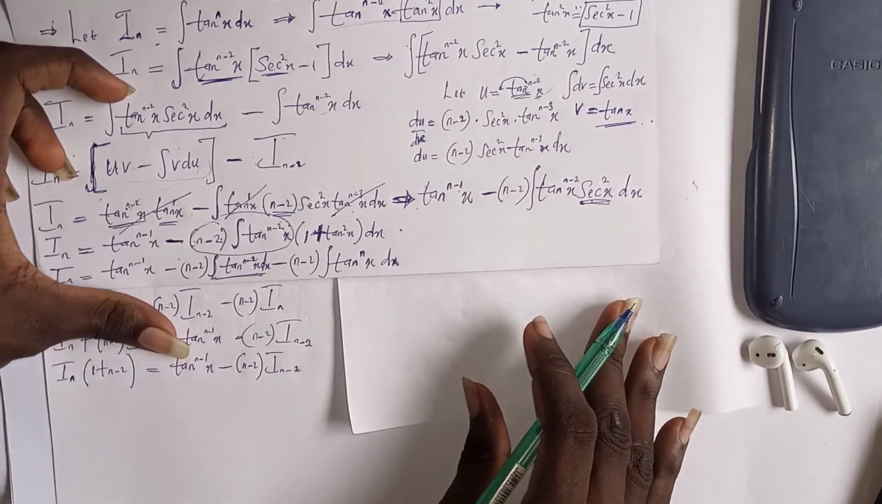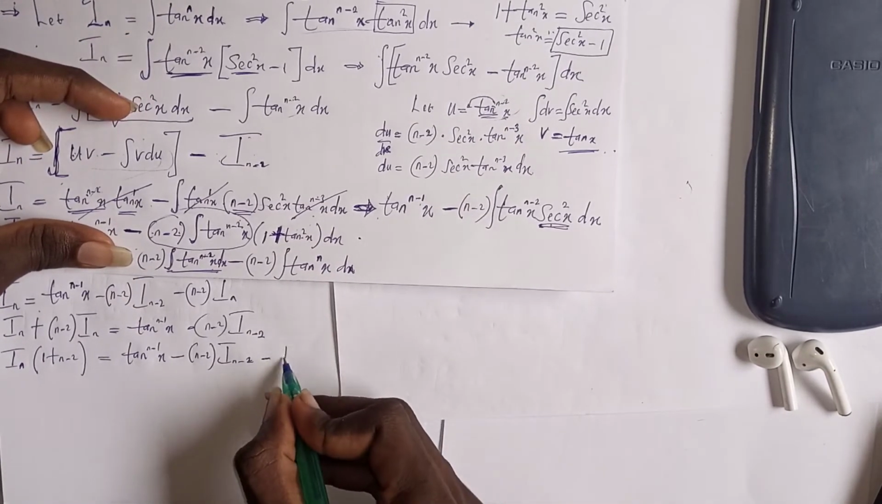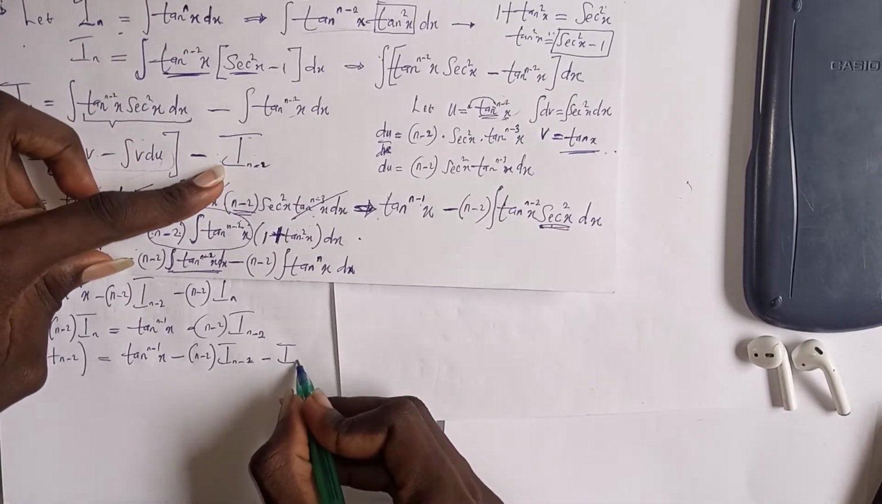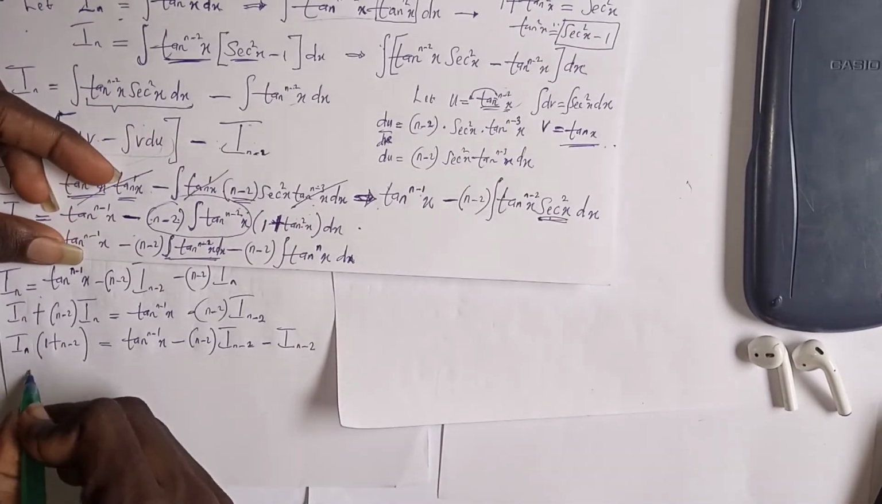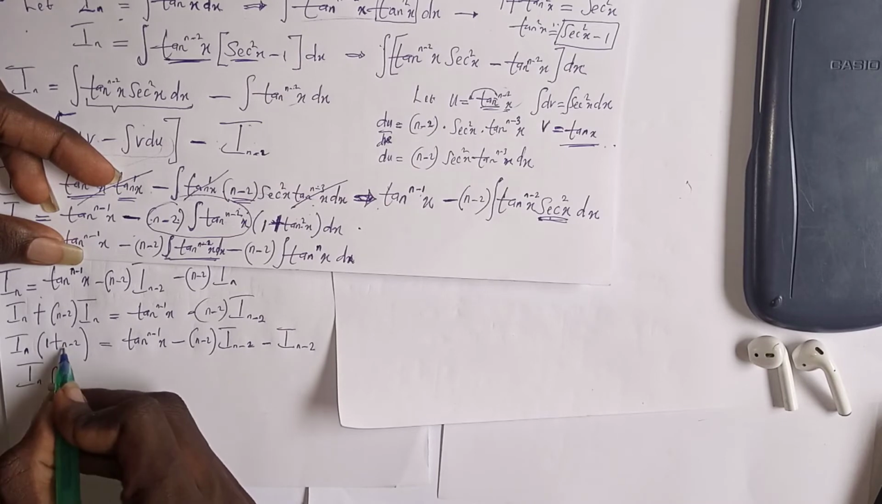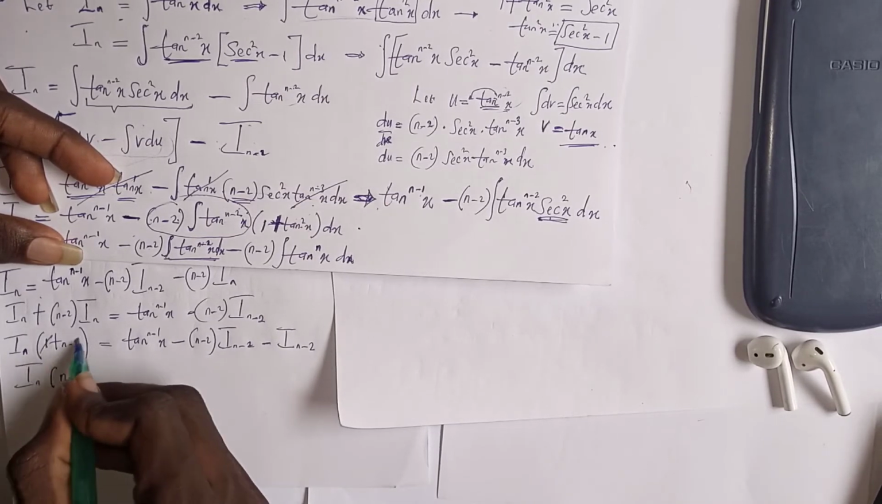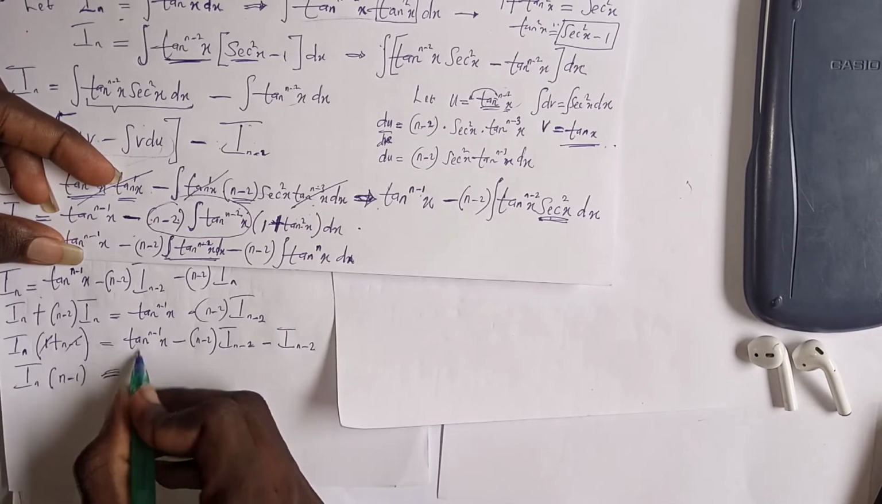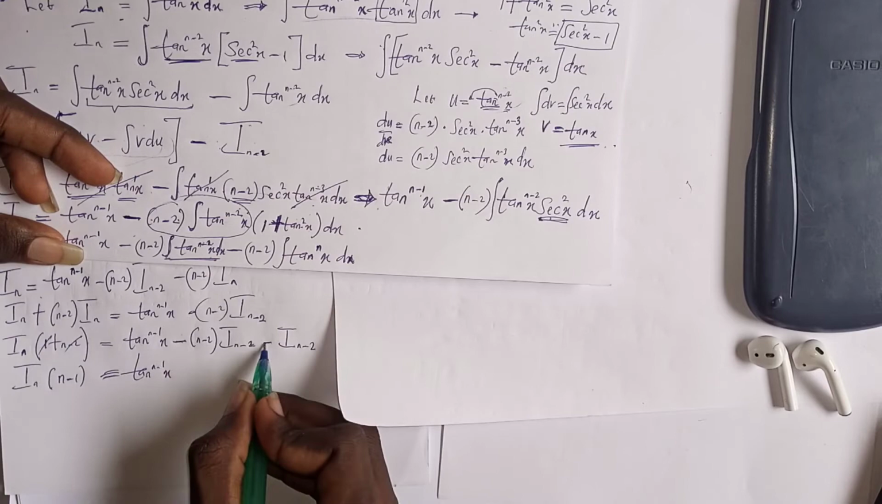So here in this case, we still have minus I, this result I have here, remember, okay? So I_(n-2). So here in this case, I'll be having I_n open bracket. When you add this up together, you have n minus 1. 1 minus 2 is minus 1. Here I have tan^(n-1)(x) minus minus.